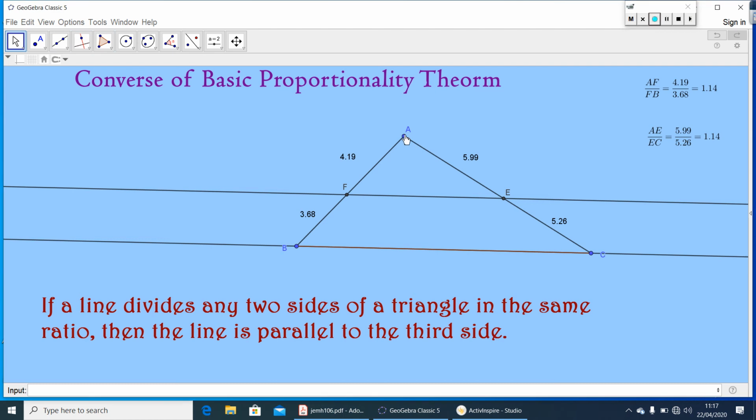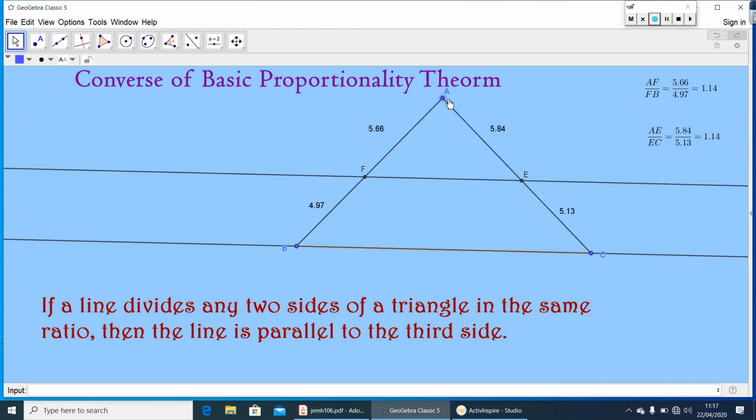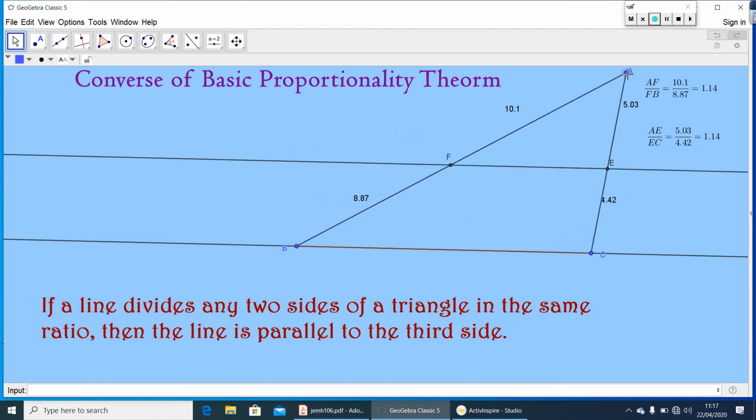Now if we change the size, here you can see the ratios are equal, therefore these lines are always parallel. If lines are parallel, then the ratios will be equal, that is the basic proportionality theorem. And if the ratios are equal, then the lines are parallel, that is the converse of the basic proportionality theorem. By using this we can solve a question.